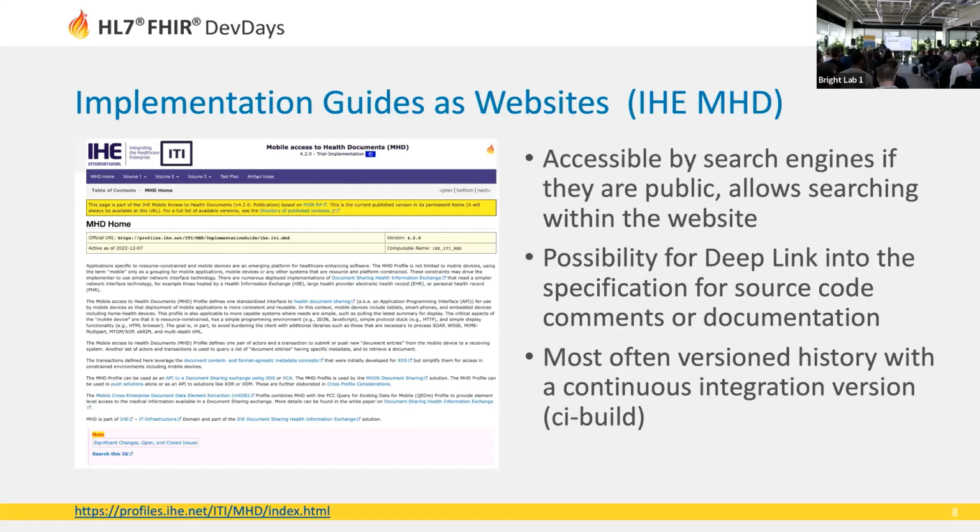of a page. Most often, implementation guides are also versioned. You see a version and you have some kind of directory of public versions, so you can compare changes between different editions. And if it's in active development, often these implementation guides also have a continuous integration build where you see the latest activity.